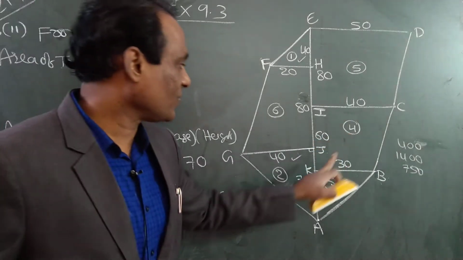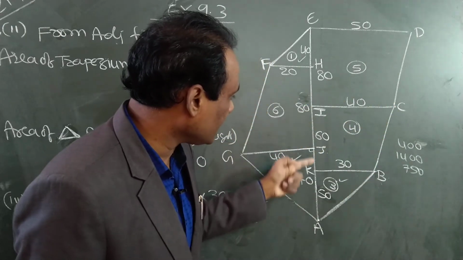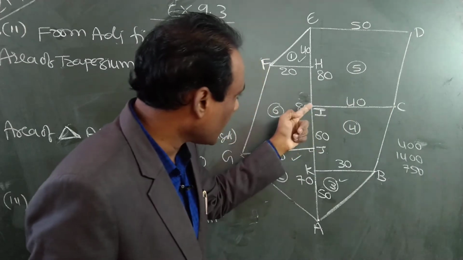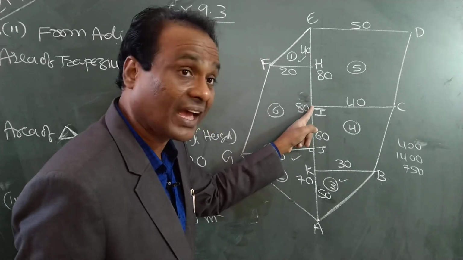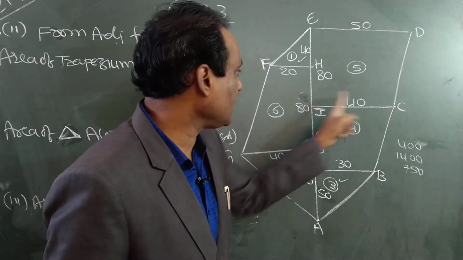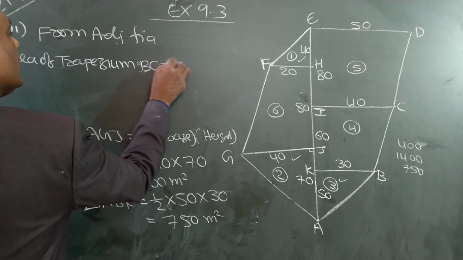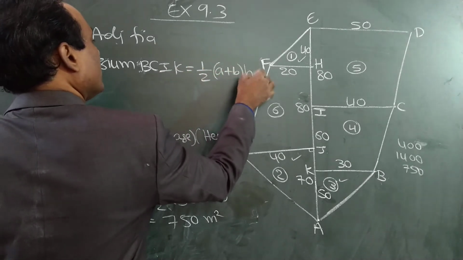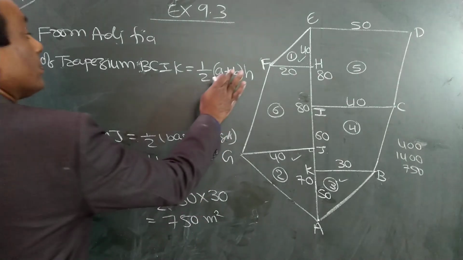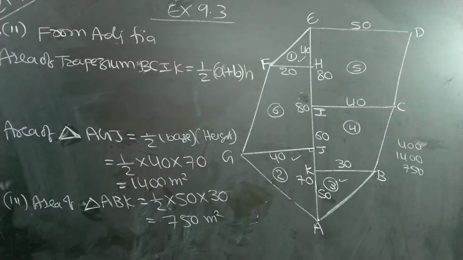Copy it neatly and then see the trapezium area, the formula for area of trapezium. Let us start from here. What is the name of this trapezium? BCIK. 4 vertices: one vertex is B, one is C, one is I, one is K. BCIK is equal to half A plus B into H. This is the formula for area of trapezium.